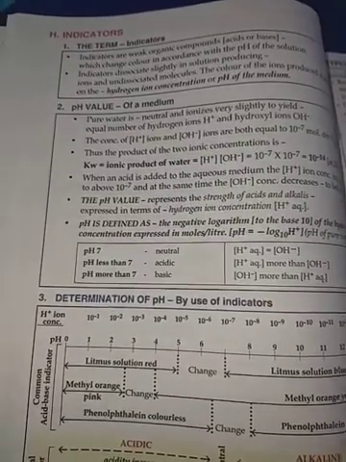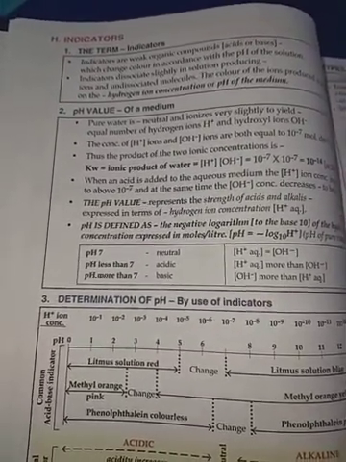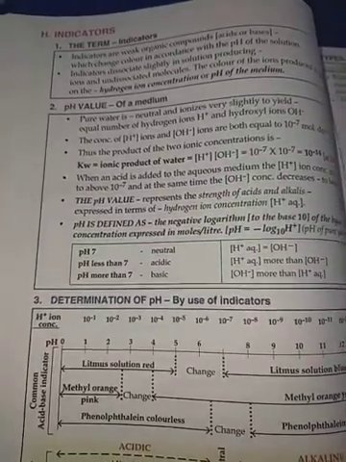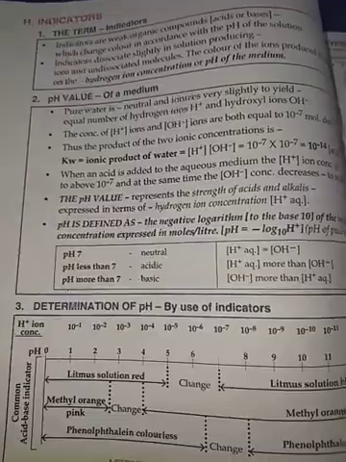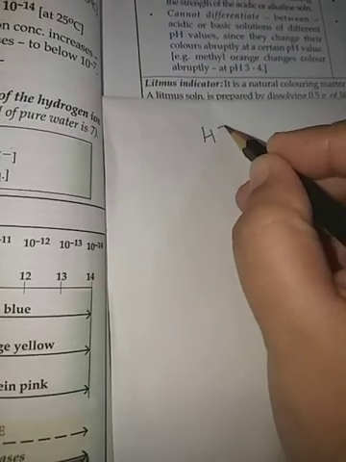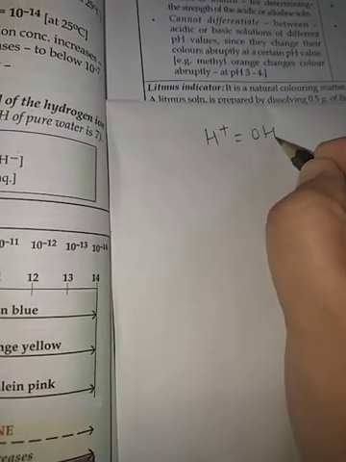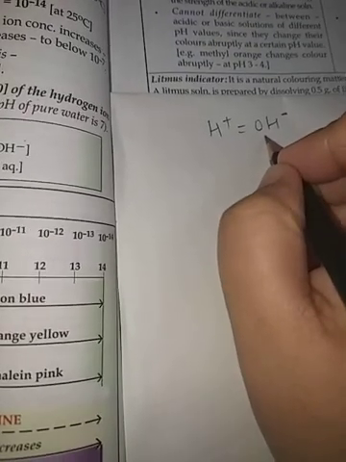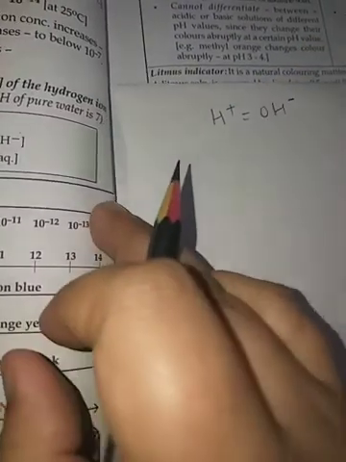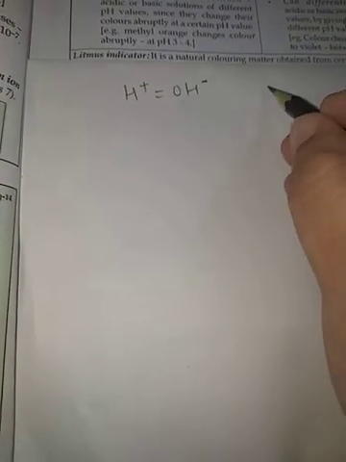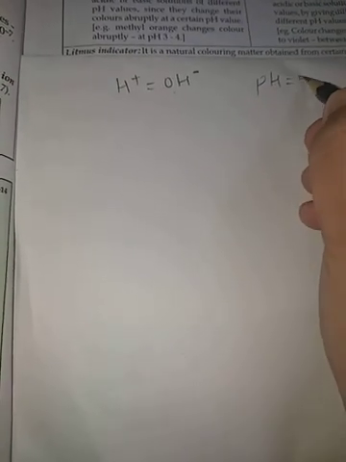Hello students, in our previous video we studied the pH value. We'll continue with that only. See, if we talk about pure water, it contains equal amounts of H+ and OH- ions. That's why pure water is neutral, and all the liquids or substances which are neutral in nature have pH equal to 7.